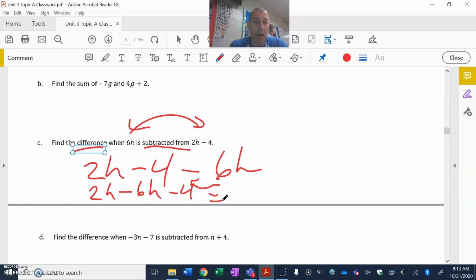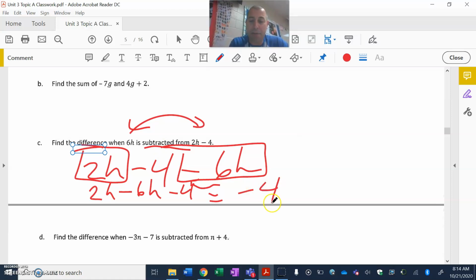And some of you guys aren't going to need to do the rewrite. You can just see the 2h, you can see the negative 6h, and then just combine them together. For some of you, you're going to need to write them out because you're not going to carry that sign. So 2h minus 6h, that's a negative 4h, and then your minus 4. So again, that's another key thing from your notes that we saw.